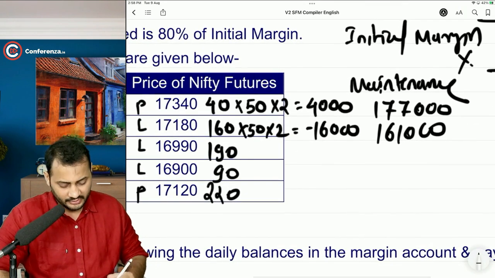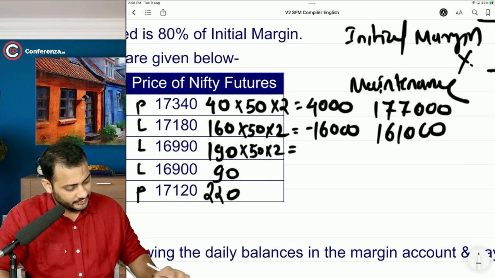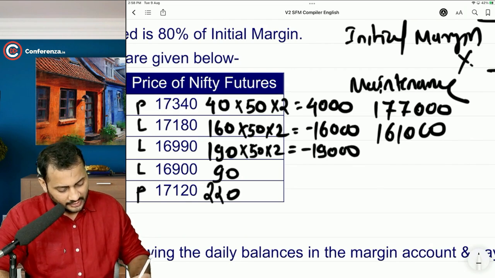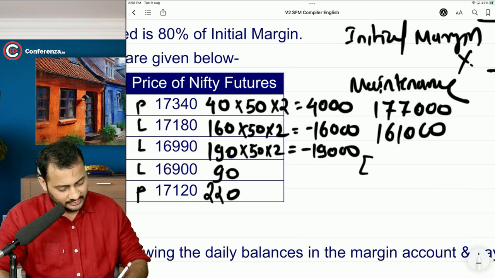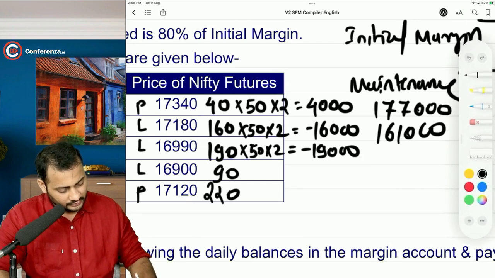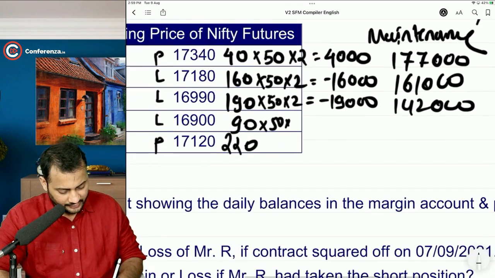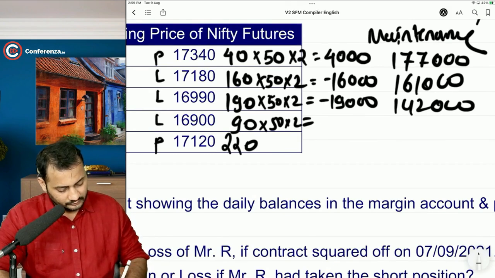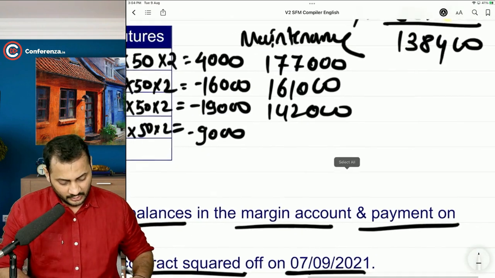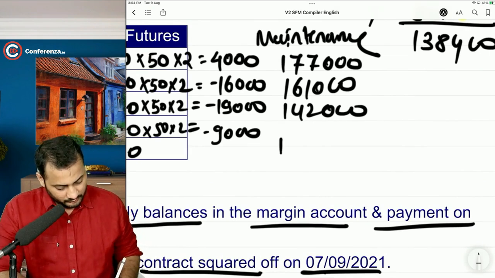Now, the very next day, there is a loss of 190 multiplied by 50 multiplied by 2. So 190 into 100, that's 19,000 rupees. And you can clearly see that now the balance is going down. Okay, balance is still above the maintenance margin. So it is going to be 142. Now 90 into 50 into 2, that's 9,000 rupees loss. Now you can clearly see that there is a loss of 9,000 which brings down your margin account balance to 1,33,000.